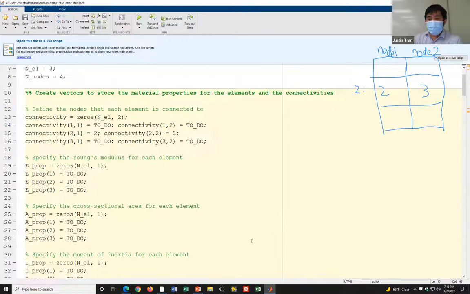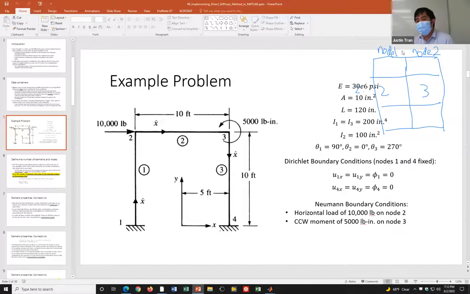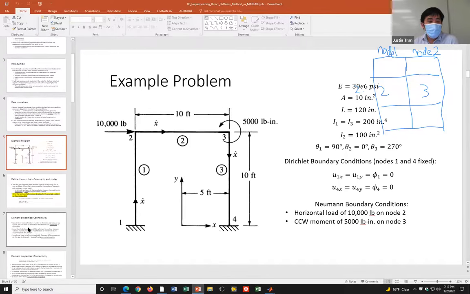Based on that logic and the problem that we have here, go ahead and fill in the rest of the connectivity matrix and implement that in your code as well. I have the answer on the next slide, but understanding the logic of this connectivity matrix is important for us going forward. I'll give you maybe a minute to fill that in, and then we'll check the answer together.